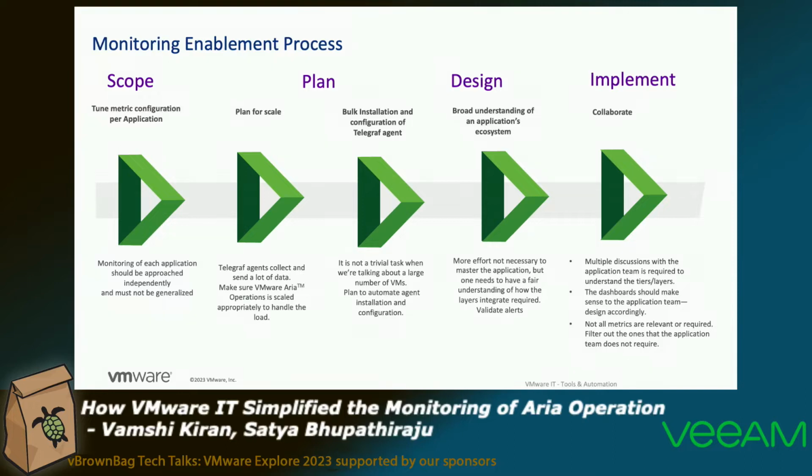Make sure you have enough scaling models in place. Don't go by just one scaling model that you have been using for other applications. Also, try to know more about the application, which will help you use those tags and topology views and everything in place. And the last one is with regards to the implementation. Ensure that you collaborate with the teams, understand better, and then implement it.